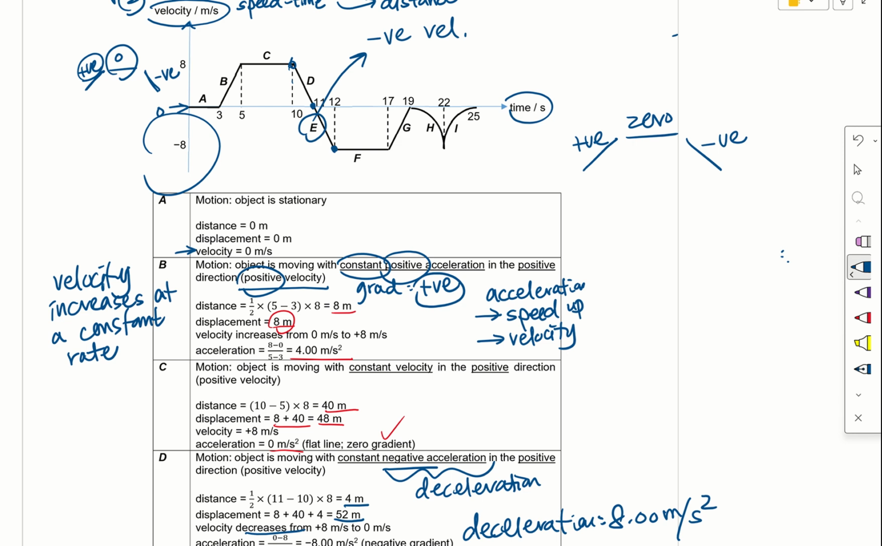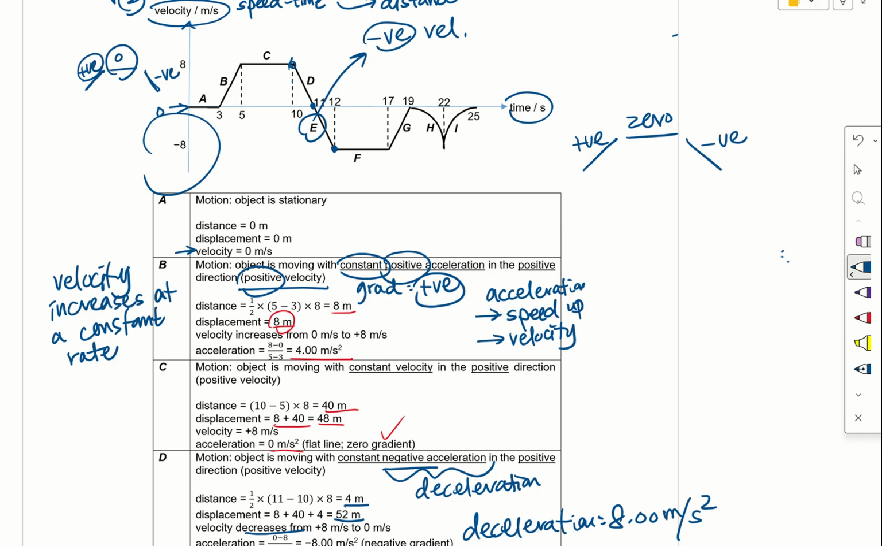Okay, so some of you may think that, oh, from 0 to minus 8, isn't it decreasing velocity, right? But do take note, the negative only tells us whether it is moving in a positive direction or negative direction.